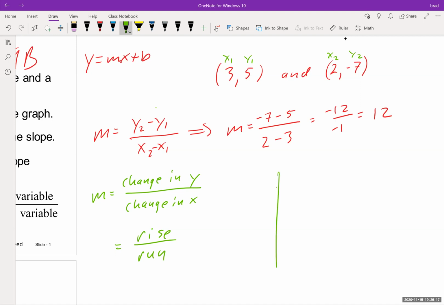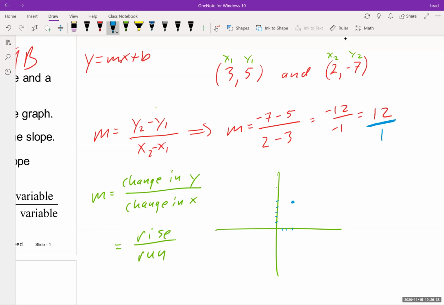And that just means if you wanted to graph this line, we would come over here, and we have the point 3 comma 5, so we'll go over 1, 2, 3, and we'll go up 1, 2, 3, 4, 5, and we put a point. So what the slope says is this is really a slope of 12. That means that it's 12 over 1.